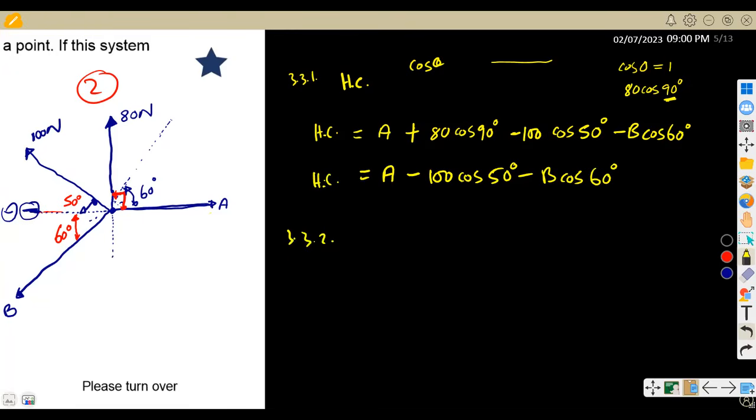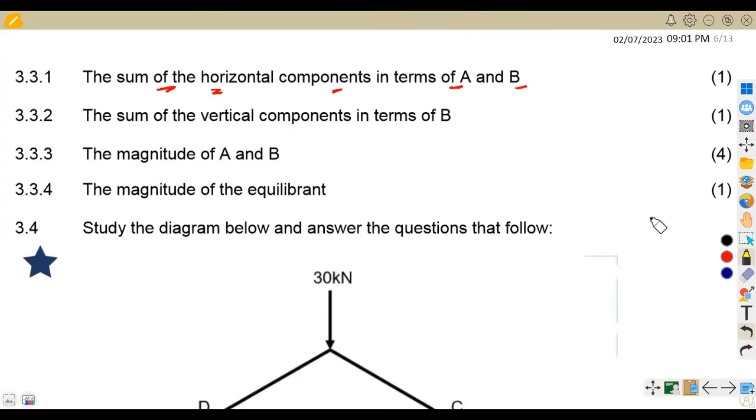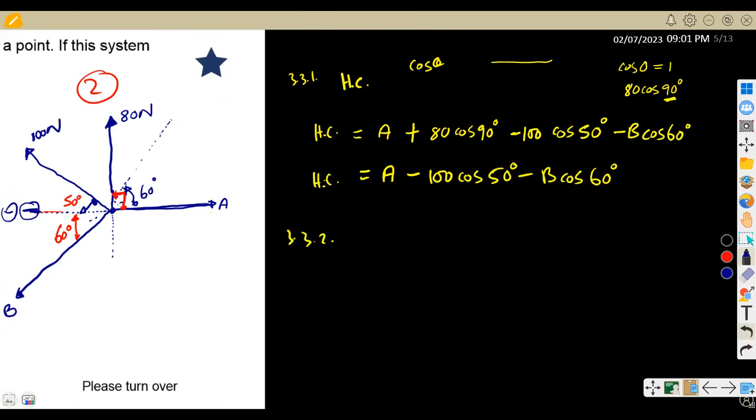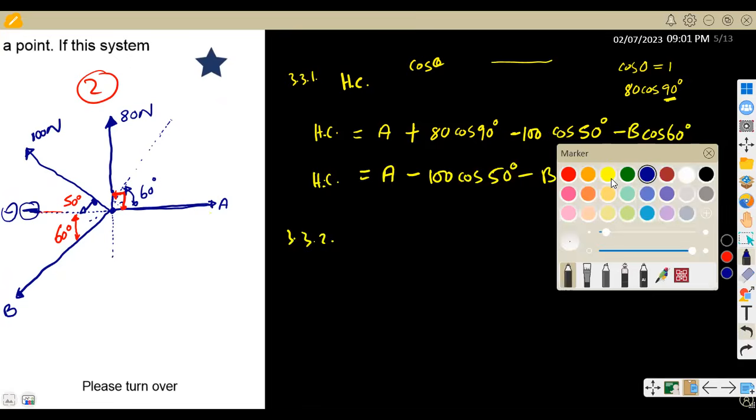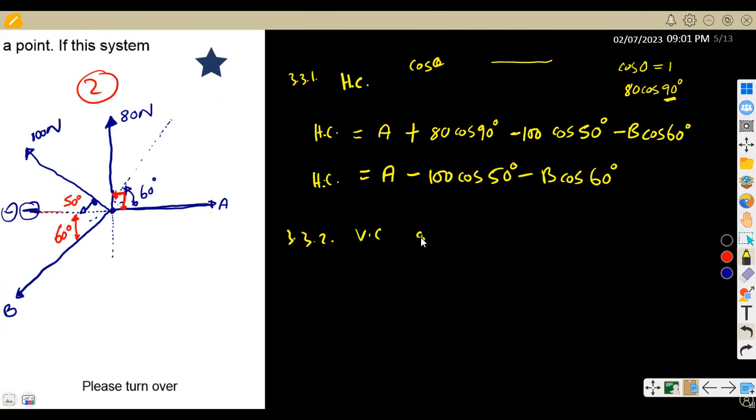On 3.32, we are now given to calculate this time the vertical. So let's check properly our question. That's the vertical component in terms of B. Take note, they know that your answer is going to be in terms of B. So let's see, is it going to be in terms of B alone, or we are going to find A there? Okay, so in this case, for the vertical component, we know these ones, they affect sine of theta.